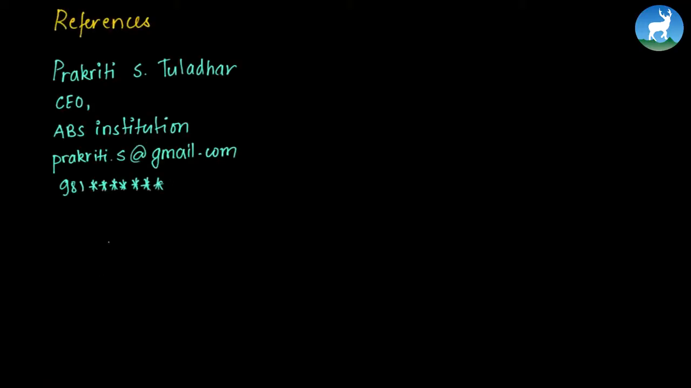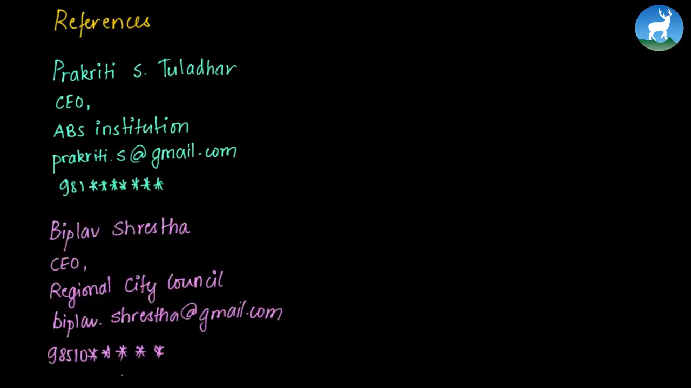So your first reference is Prakriti Srituladhar, who is the CEO of ABS Institution, and you are mentioning the email address and phone number of the person. Always try to keep at least 2 references. So for this time, the second reference is Biplav Shrestha, the CEO for Regional City Council. This is the same place where you work, and the CEO can be your best reference because the CEO knows how you work, and you list his email address and the phone number. And in this way, we complete our CV.